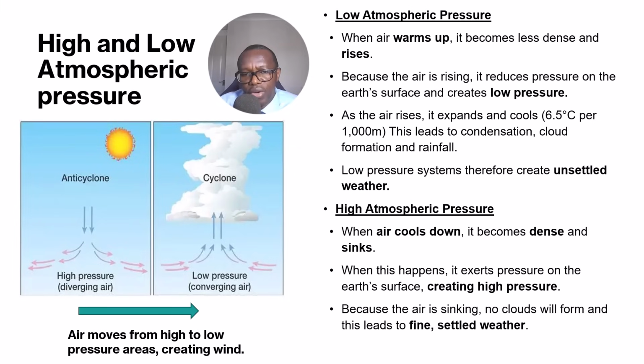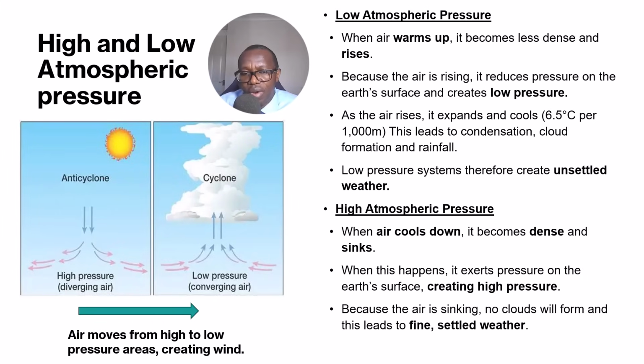So under atmospheric hazards, the first thing that we need to talk about are high and low pressure systems. So when do we get low atmospheric pressure then? This happens when the air around the ground is warmed up by the sun. As a result of getting warmed up, it becomes less dense and therefore begins to rise. As it rises, it's obviously taking away pressure from the Earth's surface and therefore creating low pressure.